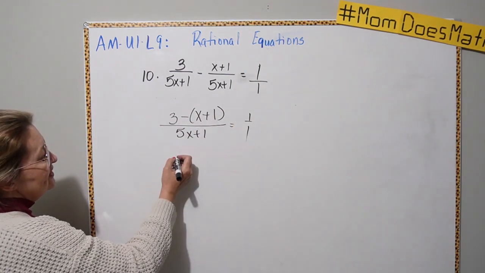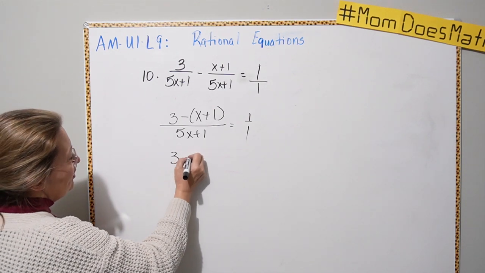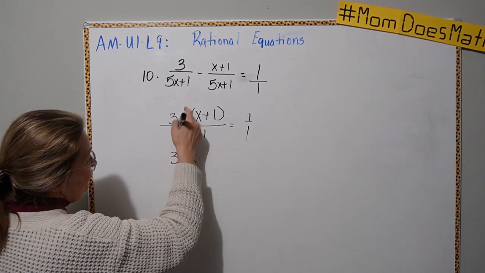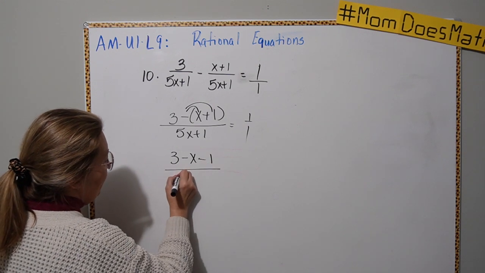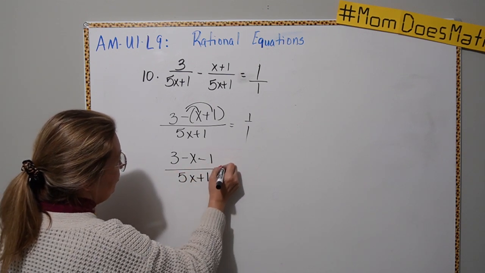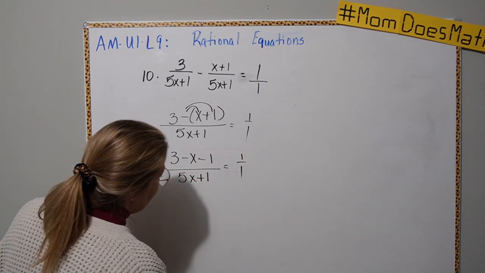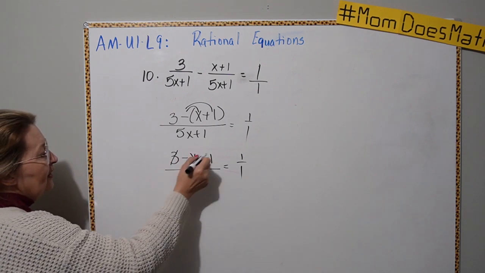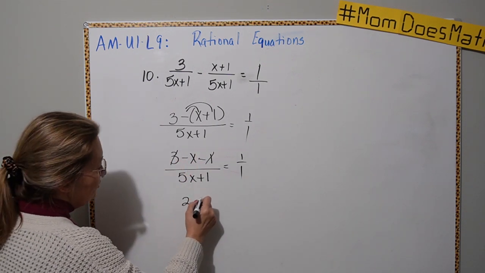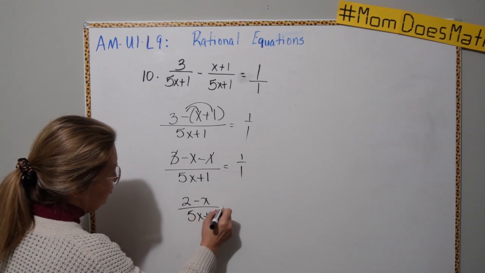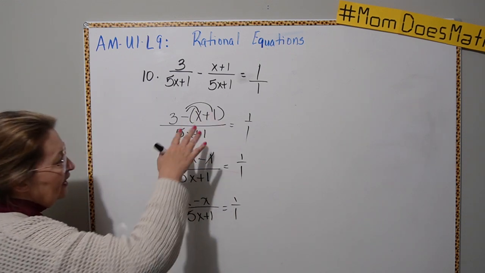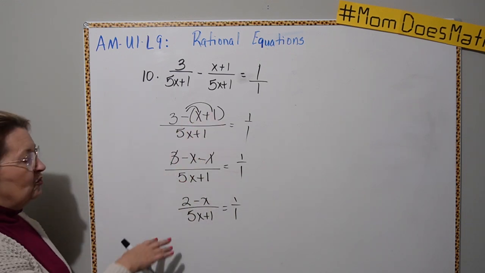And then I'd go ahead and simplify this. So it's going to be 3 minus x. Now this minus distributes in there. So minus 1 over 5x plus 1 is equal to 1 over 1. 3 minus 1 is 2. So you've got 2 minus x over 5x plus 1. And a lot of that you probably would have done in your head. I just didn't want to lose anybody.